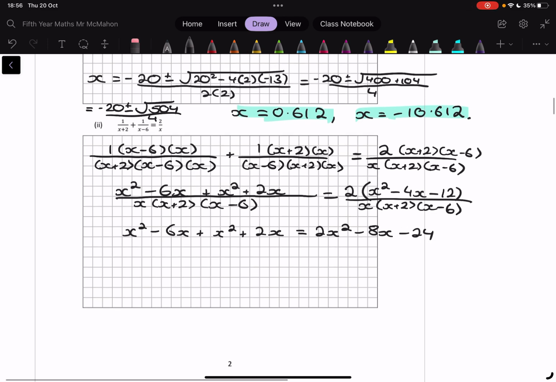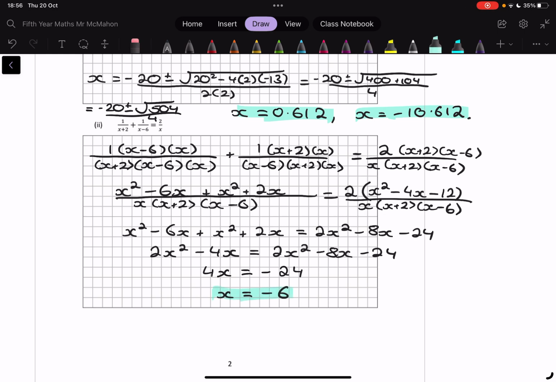Okay, next we are going to be simplifying. So on the left hand side, I have 2x squared, I have minus 4x, and that is equal to 2x squared minus 8x minus 24. So we can bring all the x's maybe to the left hand side, and that will leave me with 4x altogether, equal to our minus 24 here. And then we get that x must be equal to minus 6 as our answer there. And again, we can highlight that for ourselves.